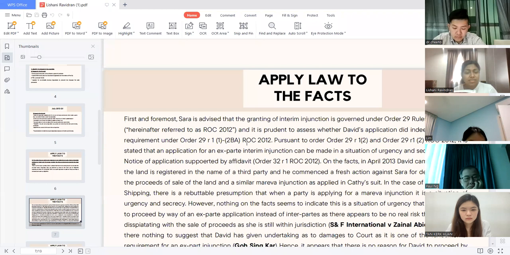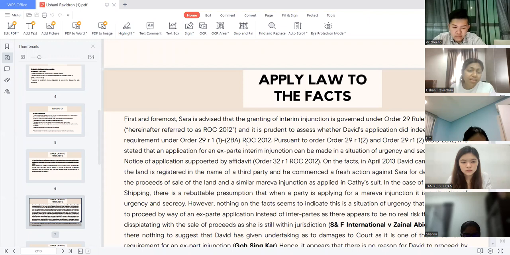Your Order 29 only governs your ex parte injunction. Doesn't matter any type of injunction, it is under Order 29. Ex parte meaning that only when it's urgent and there is any form of secrecy, then you go by way of Order 29. That means you need to satisfy the court.